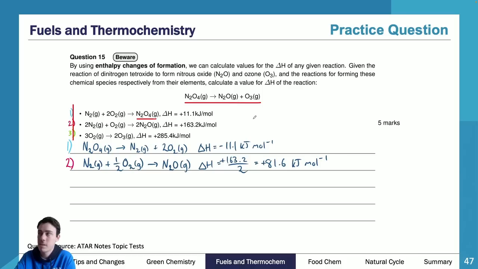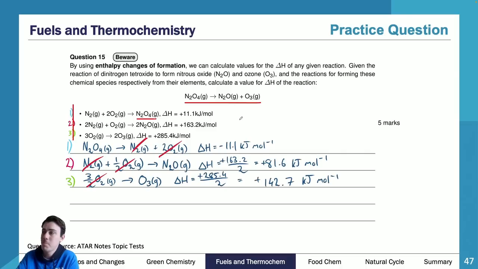By adding them together, these 2, that is on the left, that's on the right, there's 1 each, I get rid of them. There is 1.5 and a half, which is 2 on the left, and there's 2 on the right, I get rid of it. I'm left with what I want. I've got this on the left, I've got these 2 on the right, which add up, and I just need to add these delta H's. So I add the negative to that, which would essentially make this number smaller. It would make this number 70.5, and then I add 70.5 to 142.7. And essentially, as you can see there, I get 213 kilojoules per mole.